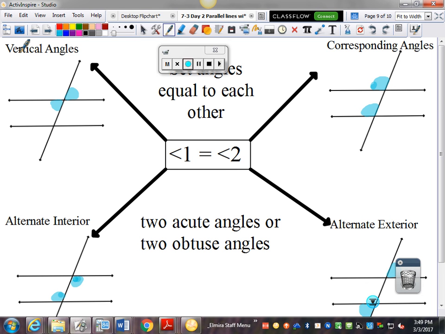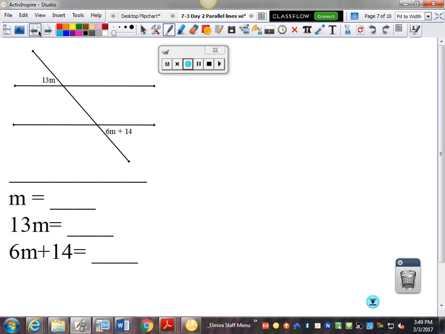It could be vertical. It could be alternate interior. It could be alternate exterior. It could be corresponding. You have to look at how you colored and match it up with one of these examples. Okay? To know your vocabulary word.